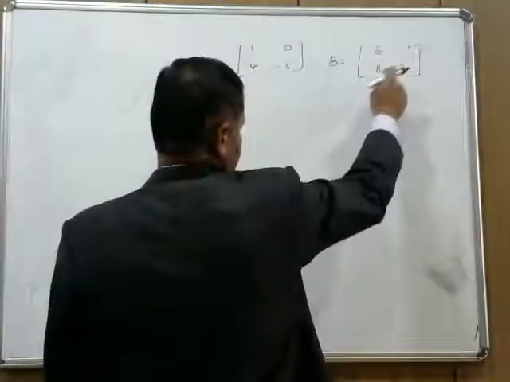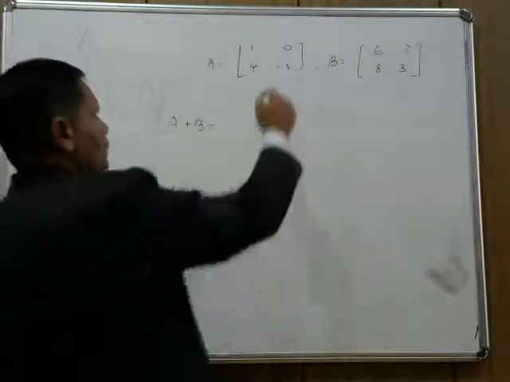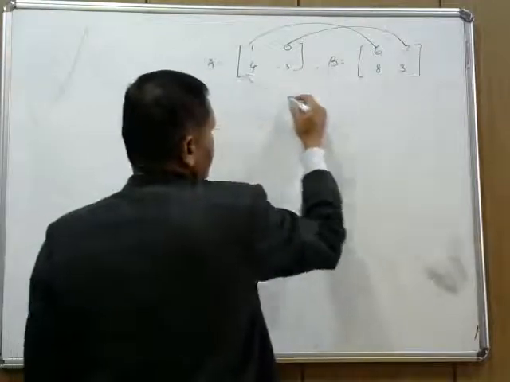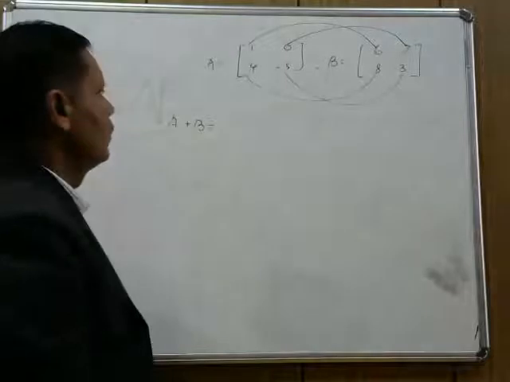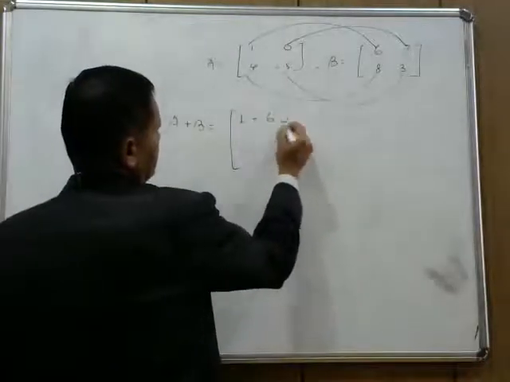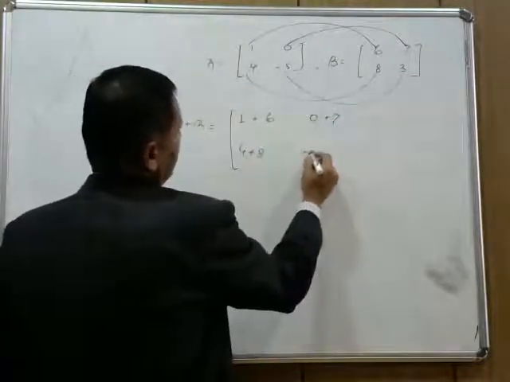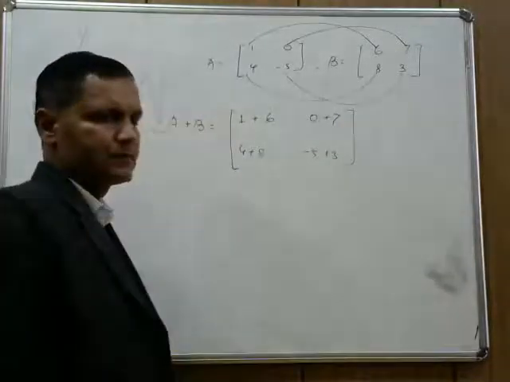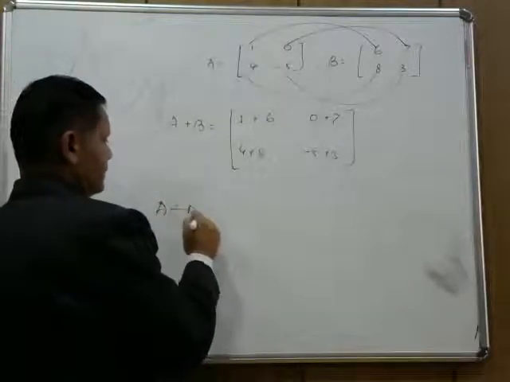1, 0, 6, 8, and all the corresponding elements will be added. 1 will be added to 6, 0 will be added to 7, 4 will be added to 8, minus 5 will be added to 3, and that will give you A plus B. That means A plus B is equal to 1 plus 6, 0 plus 7, 4 plus 8, minus 5 plus 3. If I write A minus B, I will write it like this.